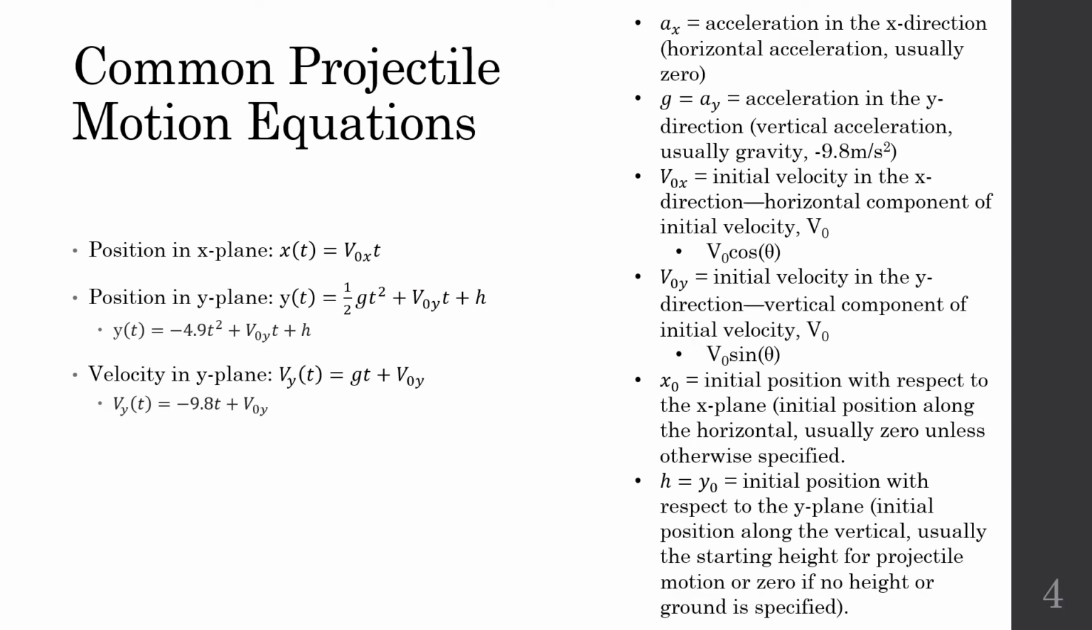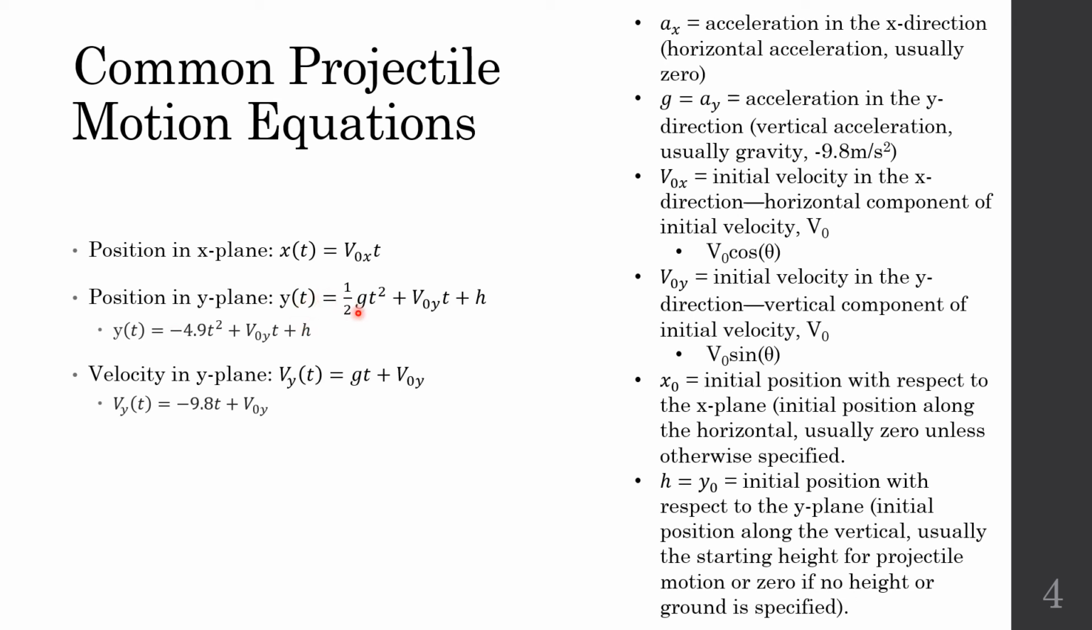So I realize that there is a lot of text on this slide, and I'm not going to go through everything in a lot of detail, but I did want to mention that there are some really common projectile motion equations. Some that you're probably going to have to use in most of the calculations that you're doing are position in the x-plane, and typically this is going to be x of t is equal to VOX times t. Typically you're not going to have a starting x position and you're not going to have an x acceleration, so a horizontal acceleration.